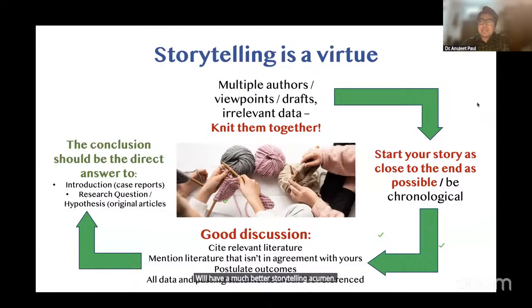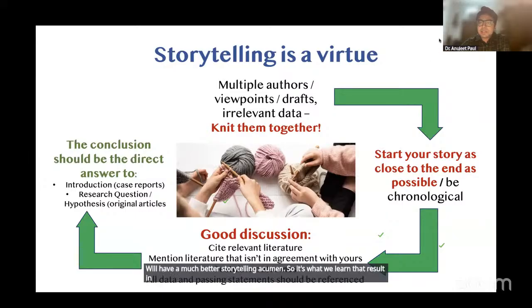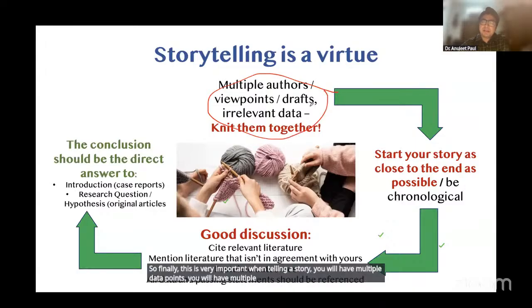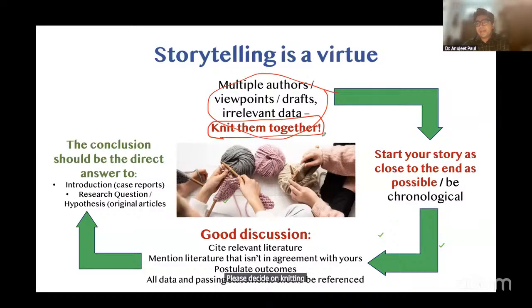So it's what we learn that results in the results that we get. So finally, this is very important. When telling a story, you will have multiple data points, multiple authors, multiple drafts, and a lot of irrelevant data. Please decide on knitting them together before you go ahead.